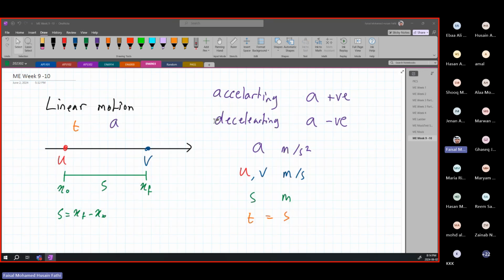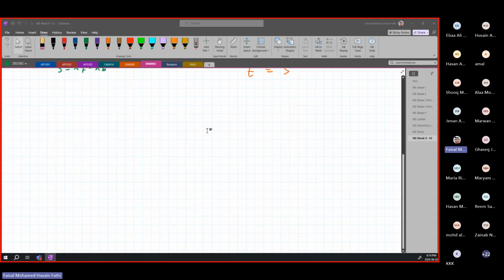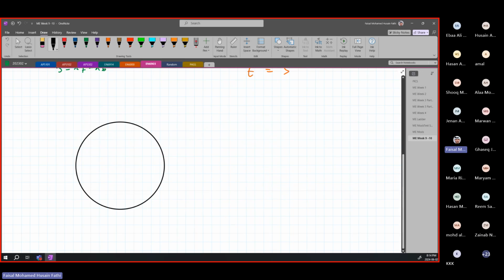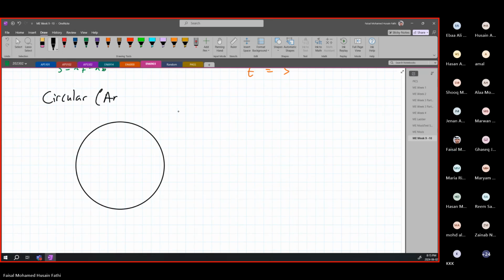But today what do we want to talk about? We want to talk about circular motion. So what does that mean? Simply, circular motion is if you are moving in a circle. That is all it means. Sometimes they call it circular motion or angular motion.